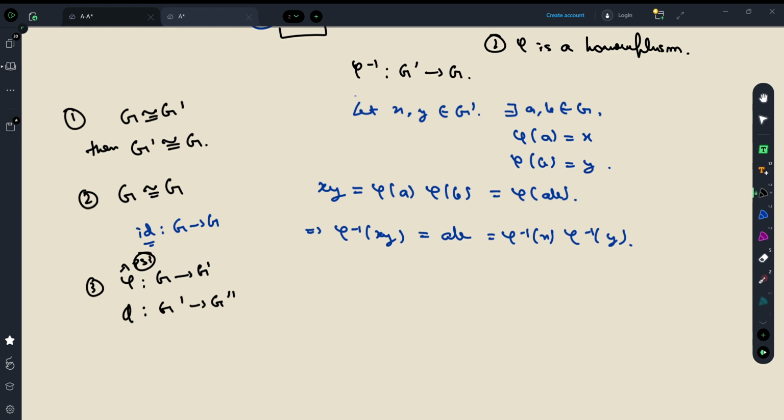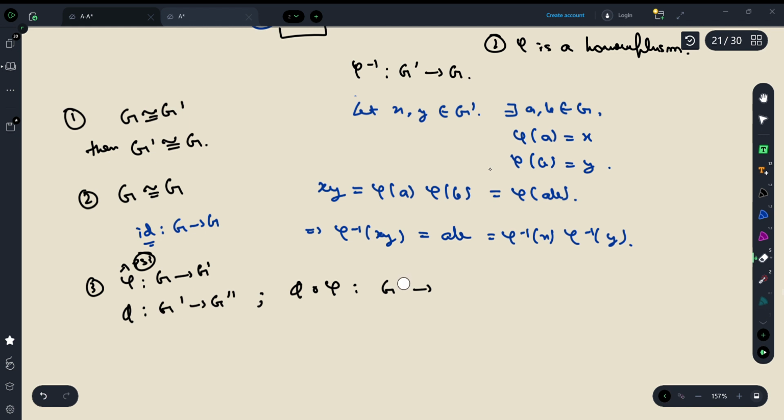This is said to be psi. So psi is a map from G to G dash, which is an isomorphism. Phi is a map from G dash to G double dash, which is also an isomorphism. What can I say about phi composed with psi? Firstly, it's a map from G to G double dash, right?